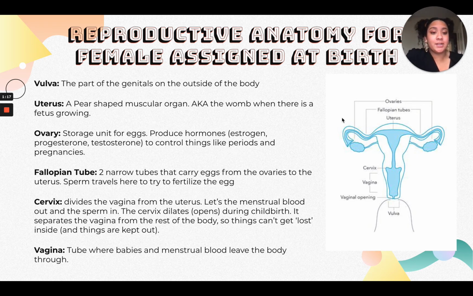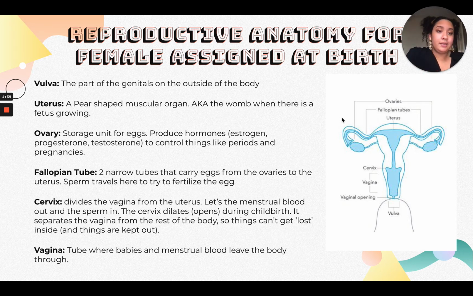Then there are ovaries. There are two ovaries. It's kind of like a storage unit for your eggs. It also produces hormones: estrogen, progesterone, and testosterone. Those three things are produced in the ovaries, and they control things like periods and pregnancies.